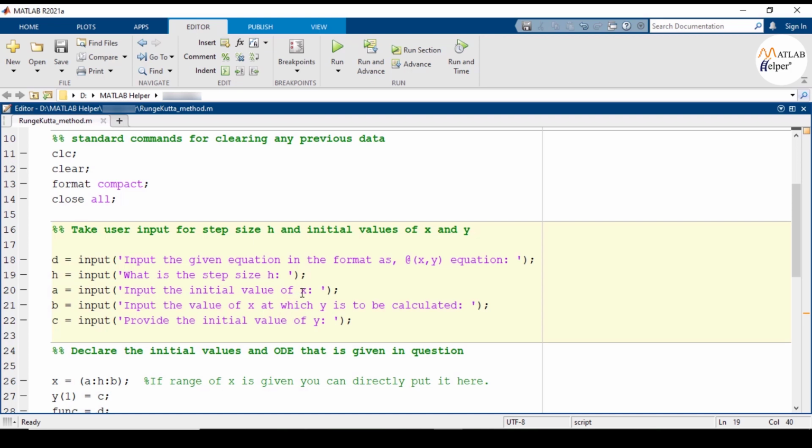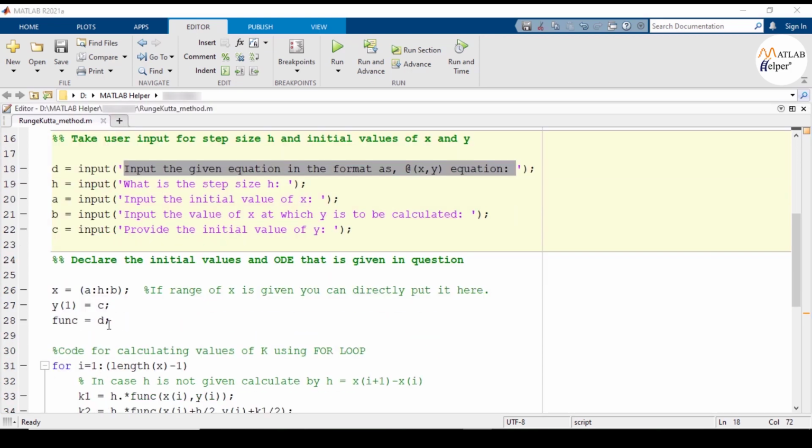The initial value of x will be taken from user and assigned to the variable named a. Again, the value of x at which the y is required to be calculated is taken from user and assigned to the variable named b. The initial value of y given in question is assigned to the variable named c.